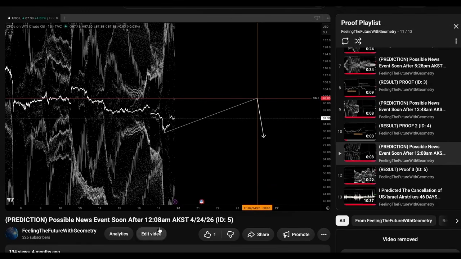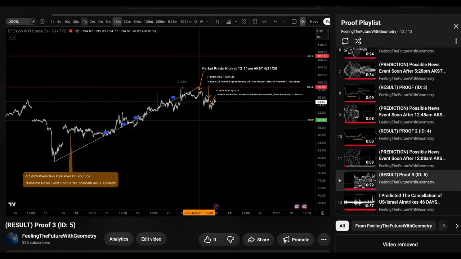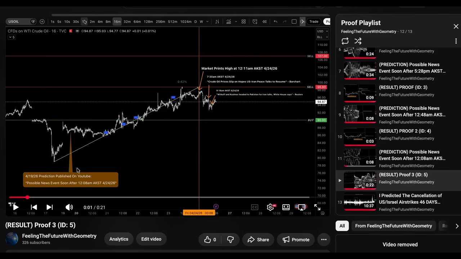It says on 4/24/26, soon after 12:08, there is some event, right? And look, we have the same price target. And so let's take a look at what happened. I really like this outcome video because of what price did after the published prediction. Price went sideways, and then when it hit this trend line shown in that prediction video, it started riding that trend line up to both the price and the time, and then it sort of detached itself.